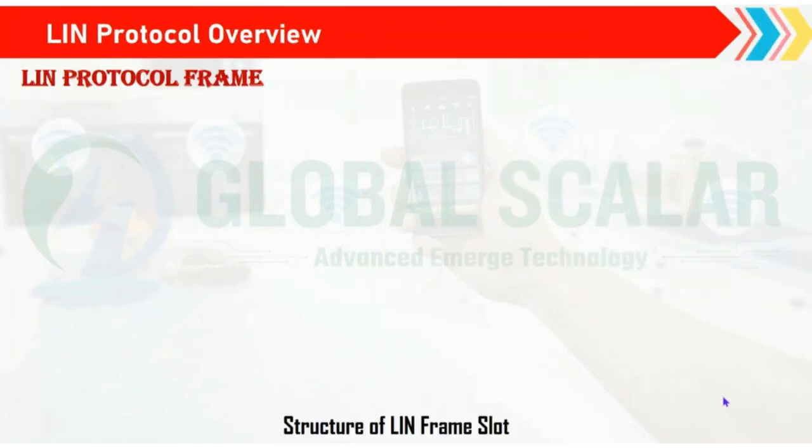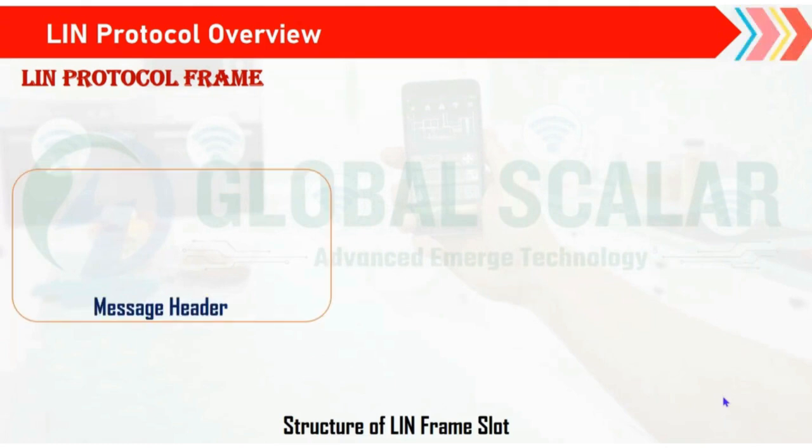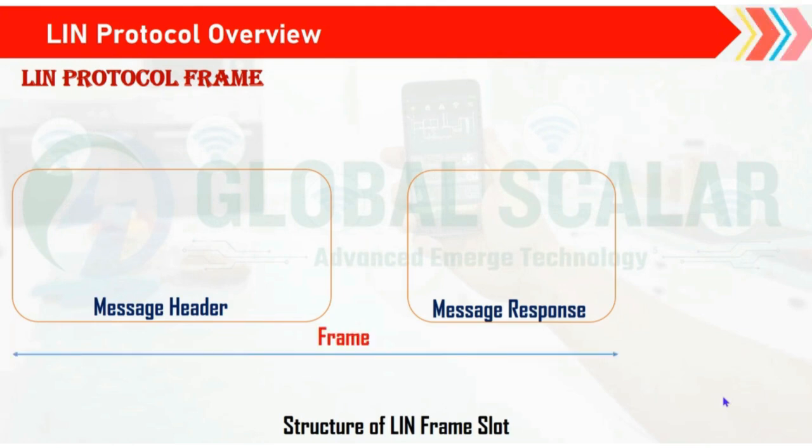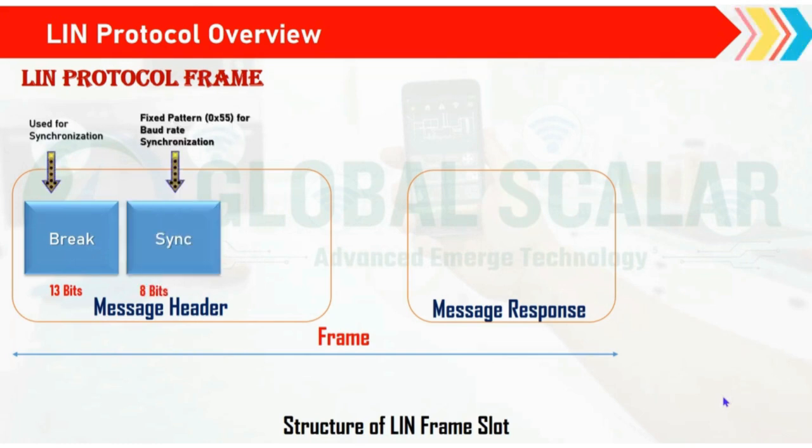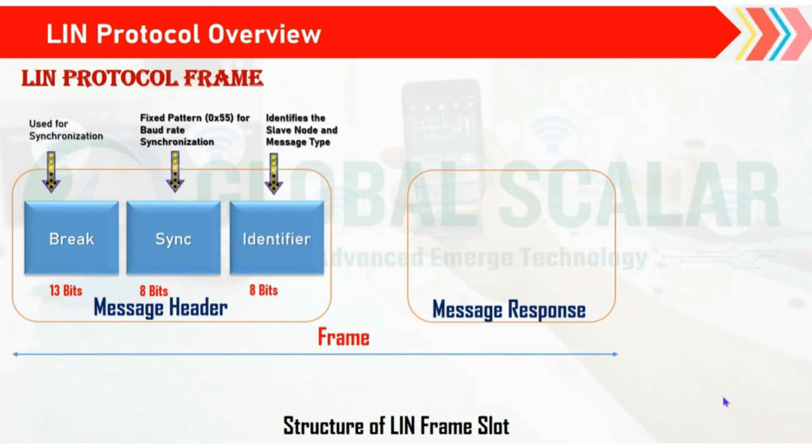Coming to the frame format of the LIN protocol, we have the master header and the message response. Here, the message header and message response act as a frame through which the data will be transferred. Under the message header, we have the break, the initial field. It is a 13-bit field used for synchronizing the data. Next is the synchronization field, a fixed pattern for baud rate synchronization purposes. It is 8 bits. And we have the identifier.